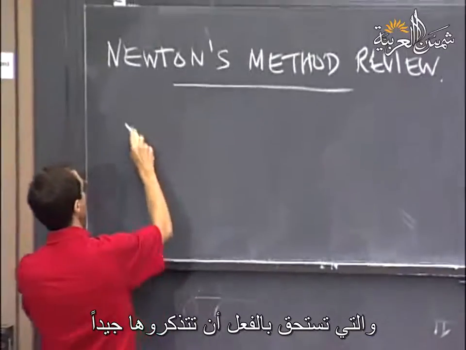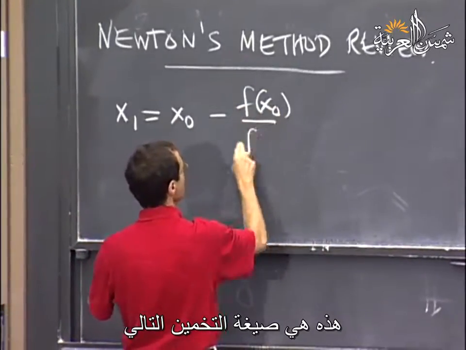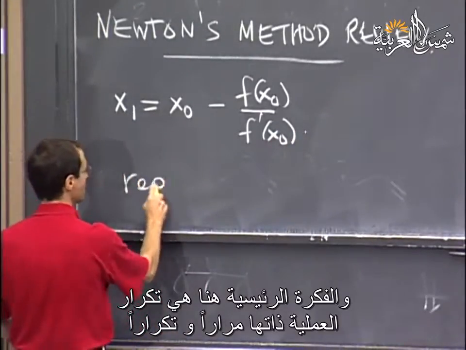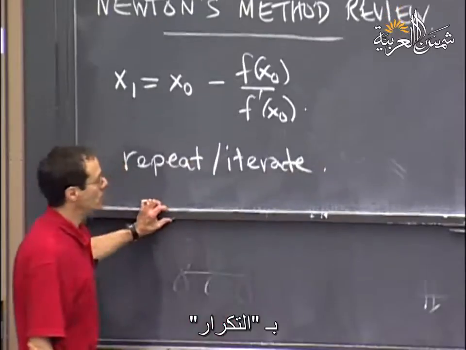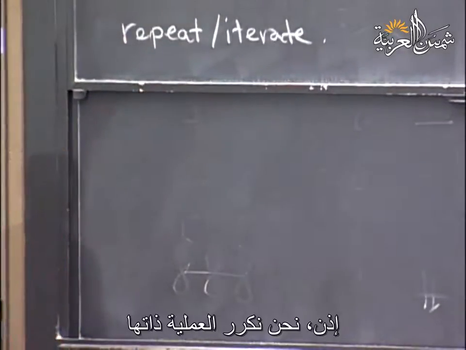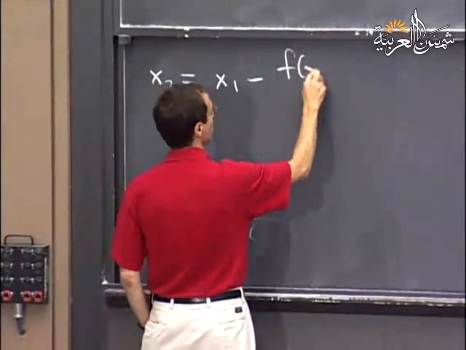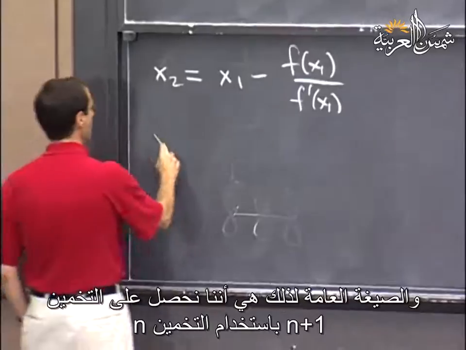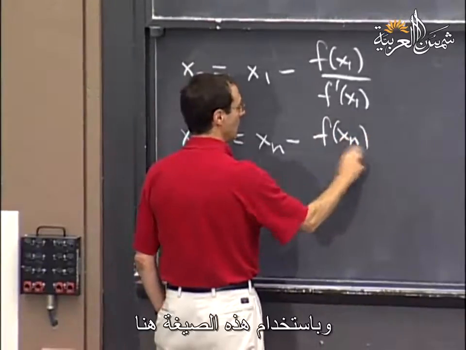So let me just remind you of the formulas too. It's worth having them in your head. So the formula for the next one is this. And then the idea is just to repeat this process, which has a fancy name in algorithms, which is to iterate, if you like. So we repeat the process, and that means, for example, we generate x2 from x1 by the same formula. And we did this last time. And more generally, the n plus first is generated from the nth guess by this formula here.